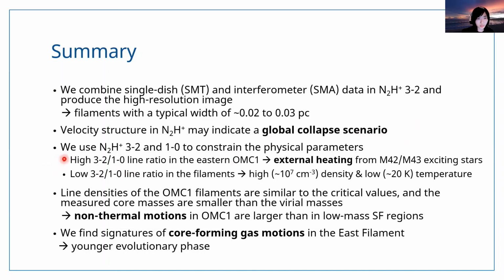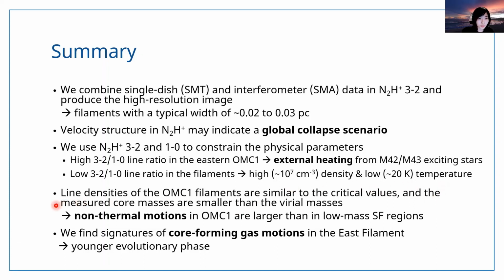And then most importantly, we use N2H+ 3-2 and 1-0 to constrain the physical parameters. So we find that the Eastern OMC1 is having higher 3-2 to 1-0 line ratio. And this is probably because there is external heating from the high mass stars from M42 or M43. And we also find lower line ratios in the filaments, which can be explained by the shielding from external heating due to the high density and low temperature of the filaments.